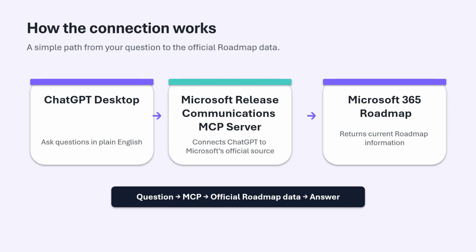Before we connect it, let me quickly show you how it works. I will ask my questions in ChatGPT Desktop, then ChatGPT connects to the Microsoft official Release Communications MCP Server. The MCP server retrieves the latest roadmap information directly from Microsoft. The information is then returned to ChatGPT, where we can ask questions in plain English and turn the results into information. Now let's connect it.